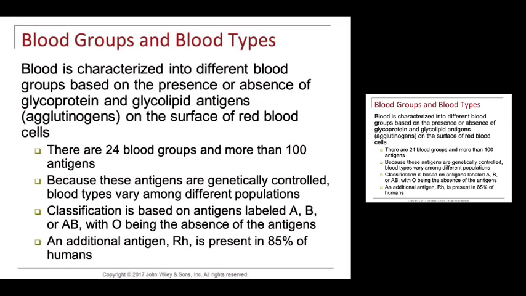Blood is characterized in different blood groups. You guys are familiar with this. Are you a blood type A, AB, or an O? And then are you A positive? Are you AB positive? That's based on whether Rh is present or not. And it's present in about 85% of the population.